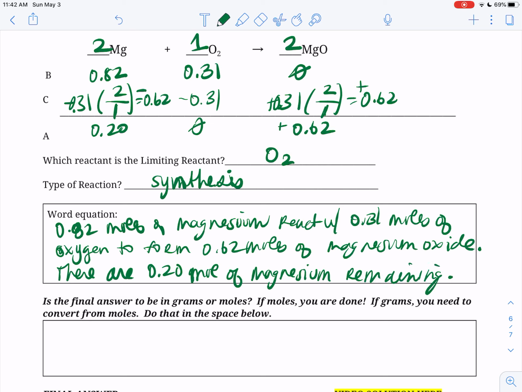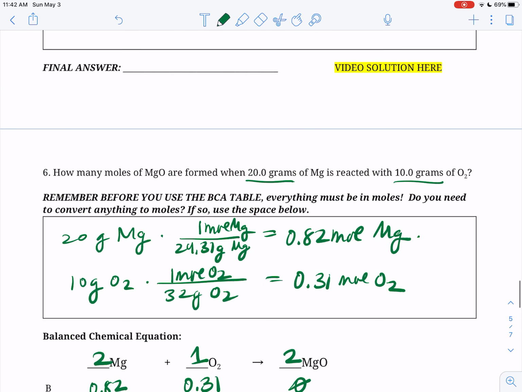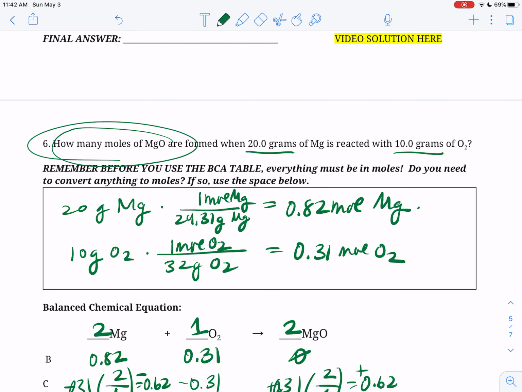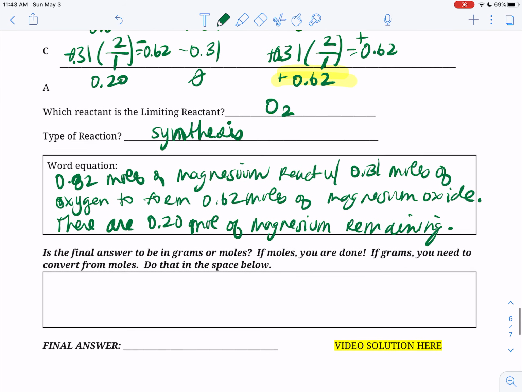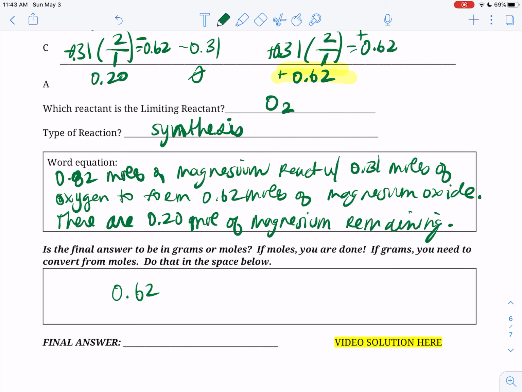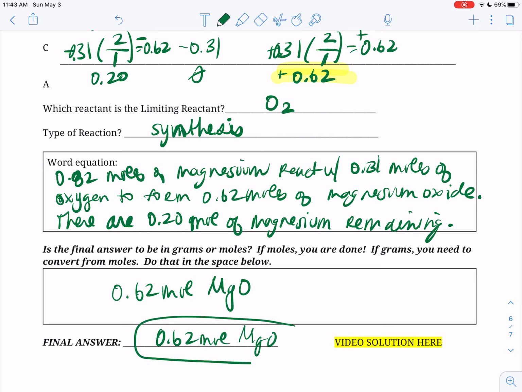Okay? All right, so let's see what we actually wanted for the so-called final answer. How many moles of MgO are formed? So guess what? It's your lucky day because we already know that, right? So we don't need to make any other conversions because it's already in moles. So we're done. Okay, if they wanted grams, we would have had to do another step, but nope, we just need moles. So that's it.